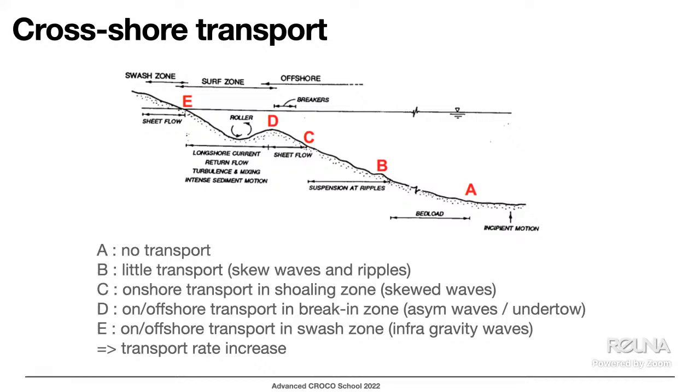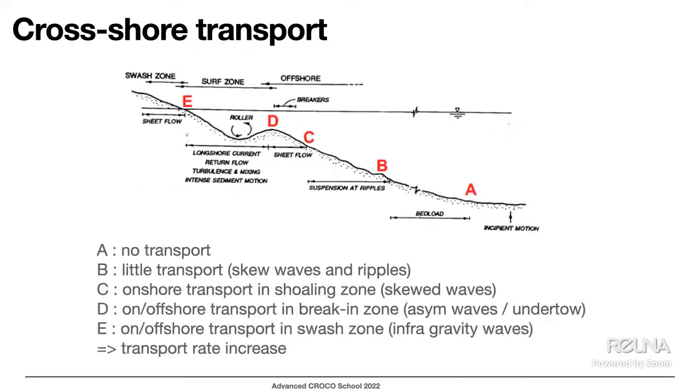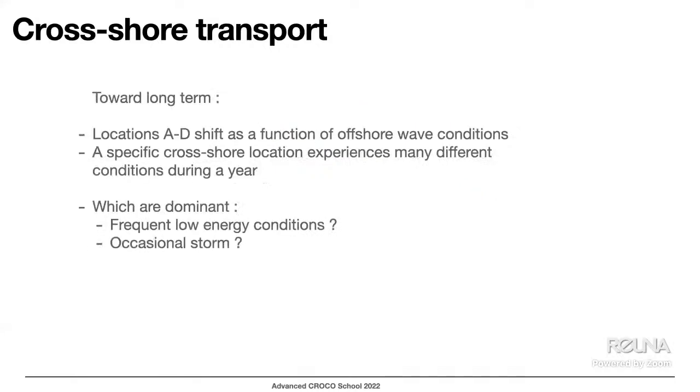But when we go still onshore in the shoaling zone, just before breaking when waves are shoaling, there's some onshore transport. Then in the breaking area, we have a mix of onshore and offshore transport. And at the end, in the swash area, we also have onshore and offshore transport. You can notice that the transport increases from offshore to onshore. And if you consider the longer term, this is strongly related to waves. So the location of these points can shift. There can be a kind of migration of the beach depending on the wave conditions.